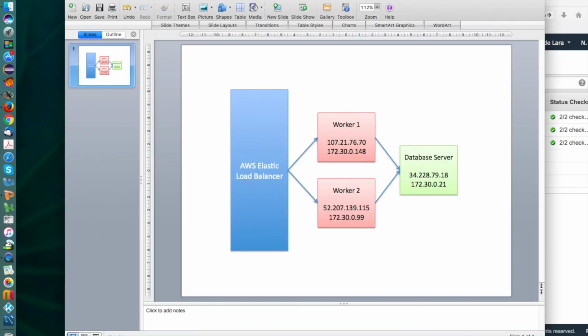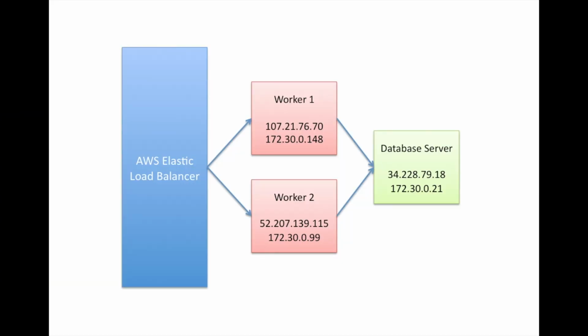So in this video, I'm going to show you how to create a simple load balanced worker pool that talks to a single database server, as seen in the picture. You can see that each of my workers, as well as the database, has two IP addresses.